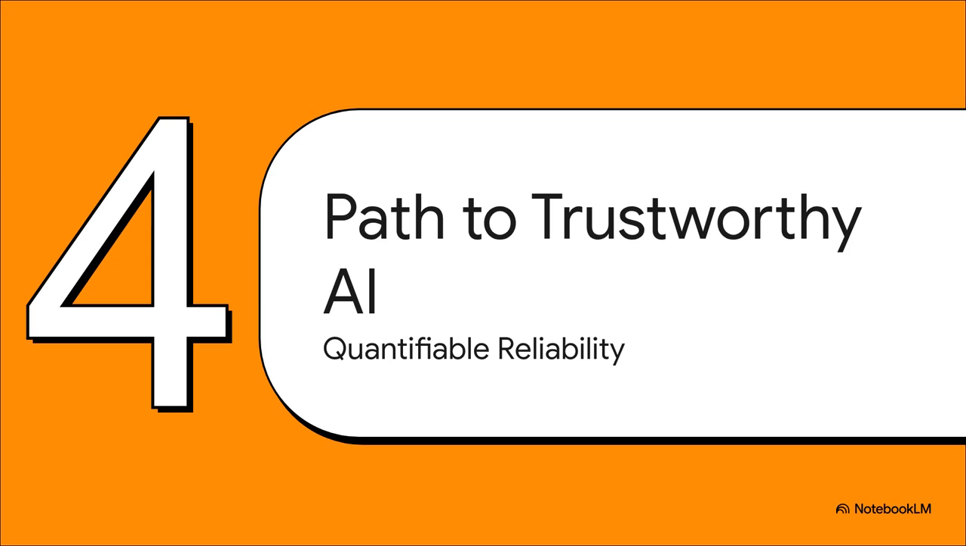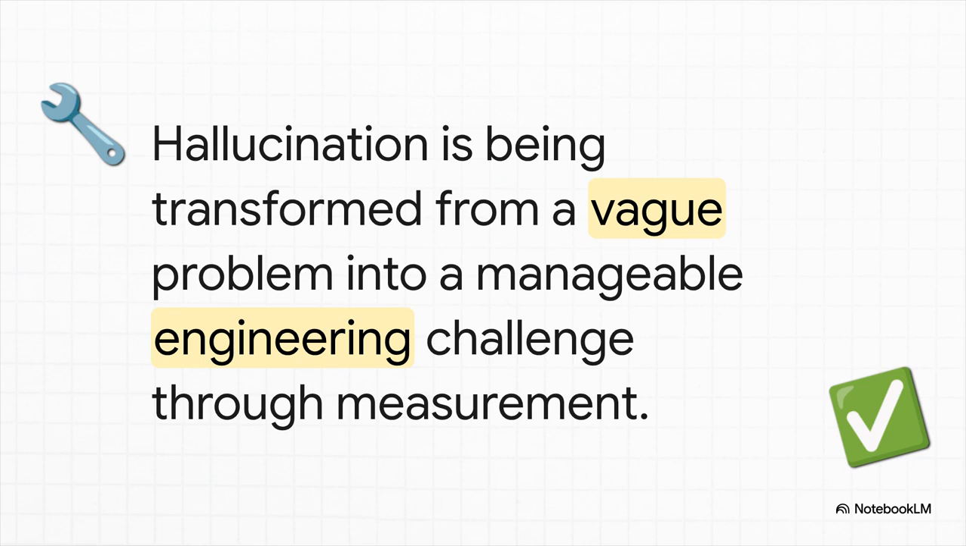So what does all this mean for the big picture? Well, we are clearly on a path to building AI we can actually trust. And we're doing it by moving away from these vague promises of accuracy and toward quantifiable, measurable reliability. If there's one key thing to take away from all this, it's this. The problem of AI hallucination is no longer some spooky, unsolvable mystery. By developing these amazing tools to measure it with precision, we've turned it into a manageable engineering challenge. Reliability is becoming something we can actually design, build, and improve step by step.